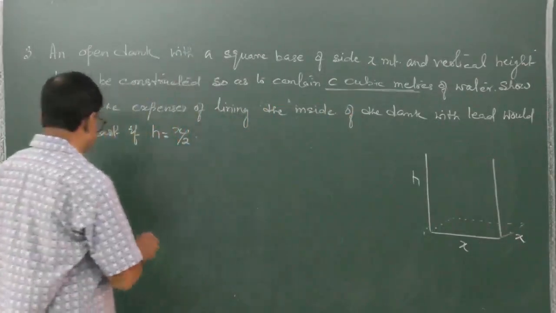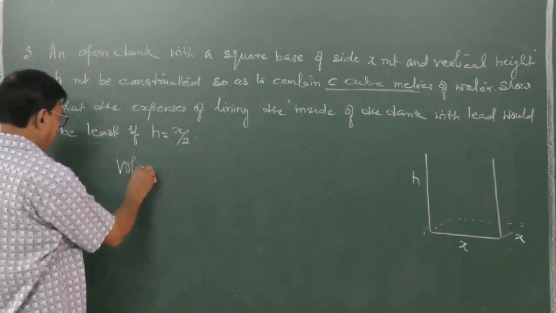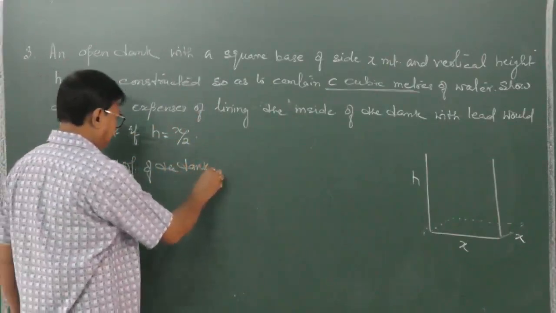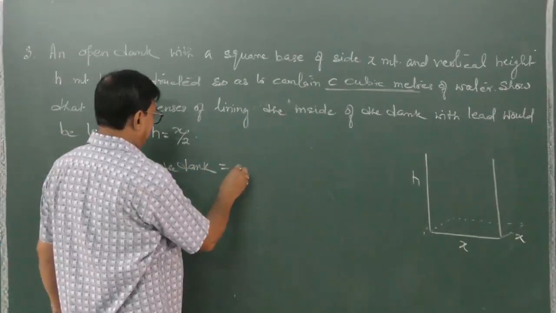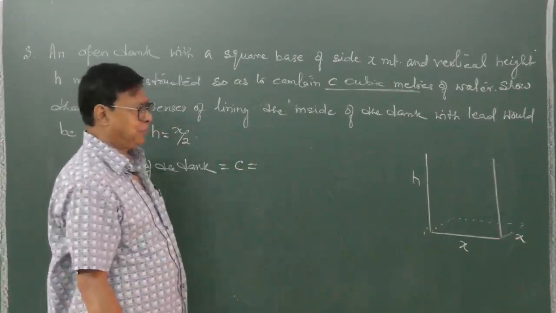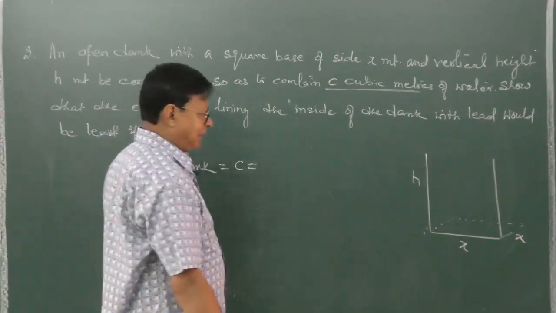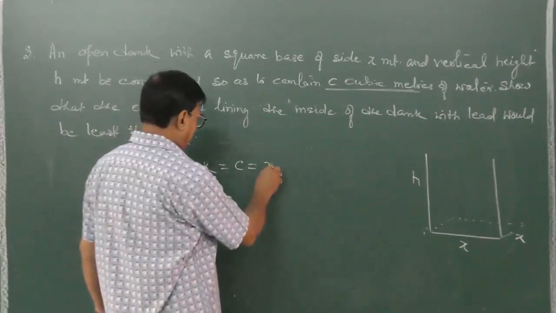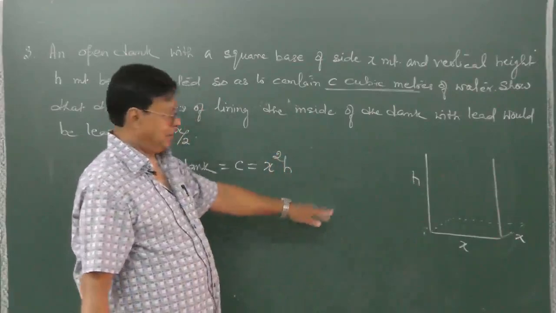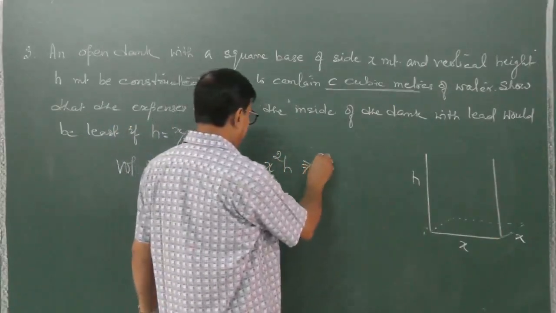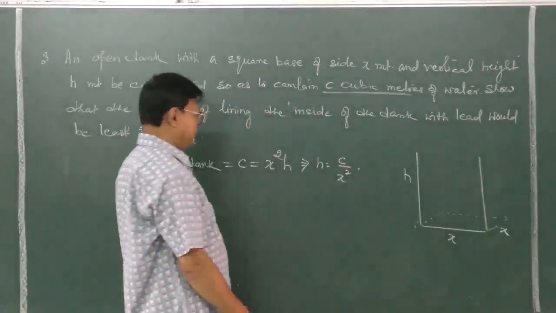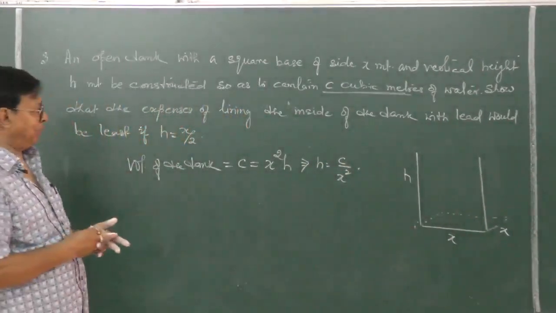So volume of the tank is C, given. Now volume of a tank is length into width into H, so X square H. Okay, so we get H in terms of X square. So that's the use of given volume.